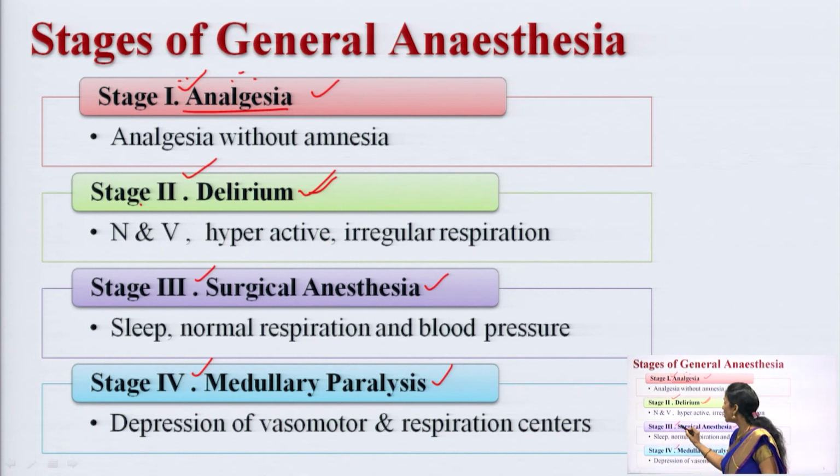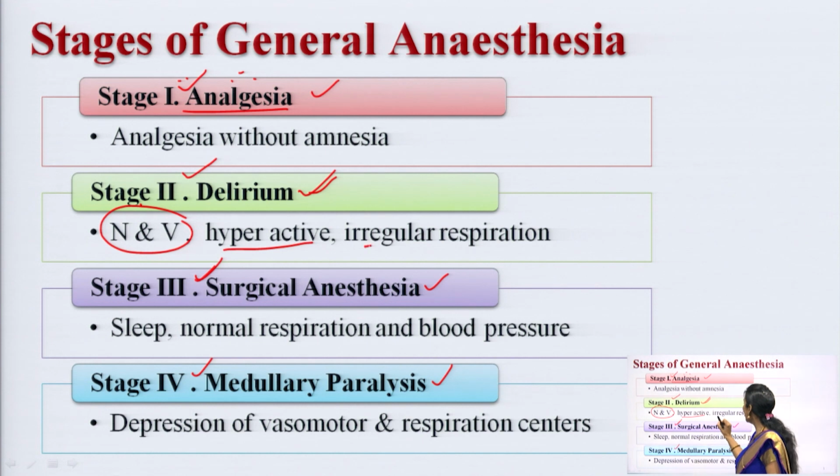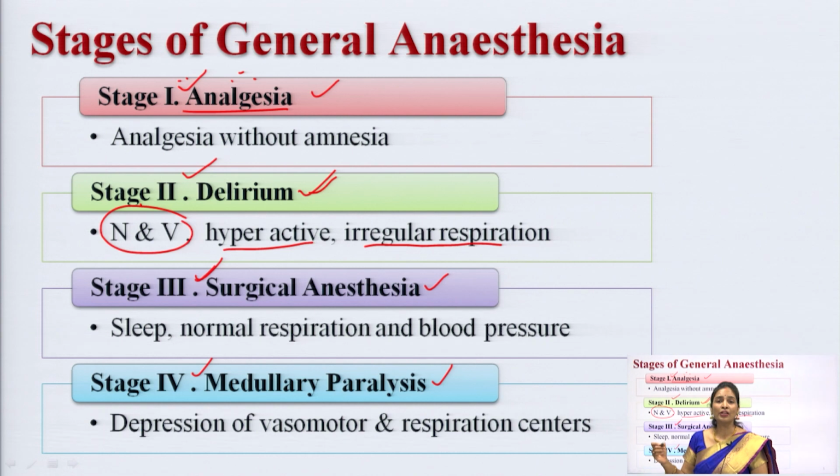Okay. So, next one, stage 3. Here the nausea and vomiting you can observe in stage 2, hyperactivity, irregular respiration, irregular hyperventilation, right. So, this is what you can observe in stage 2. And what is stage 3? Stage 3 is also called surgical anesthesia. Why is it called the stage of surgical anesthesia? Because major operations like surgical operations you can perform at stage 3. Okay. And here you can see regular respiration, with somewhat fluctuations in the respiration.